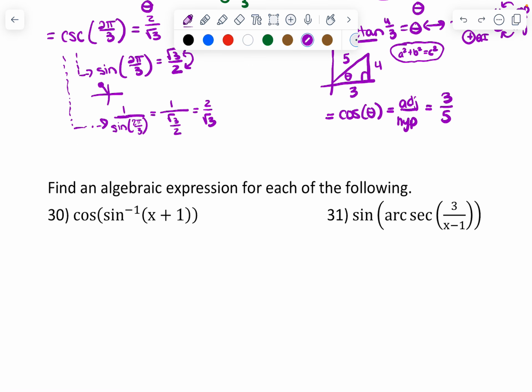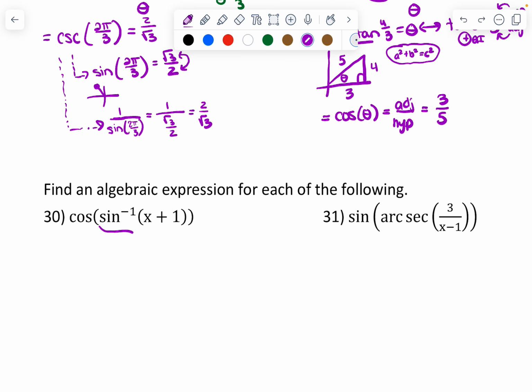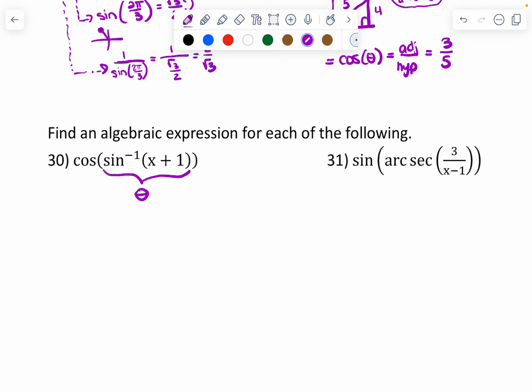All right, this is find an algebraic expression for each of the following. What makes this an algebraic expression is that now we are dealing with a variable x. This presents a little issue, and it also helps alleviate some issues. Going forward, it doesn't change what inverse trig represents. It represents a theta, an angle, and the input is going to be the sides of a particular triangle relating to this theta.